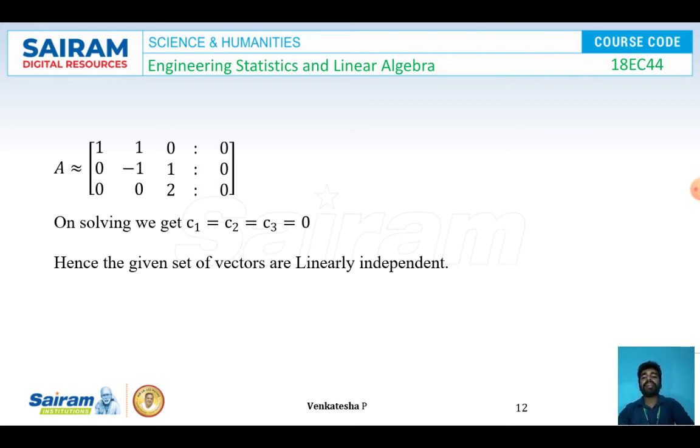So with this matrix we can say that 2C3 is equal to 0. It implies C3 is equal to 0. Similarly, minus C2 plus C3 is equal to 0, so we get C2 is equal to 0, and C1 plus C2 is equal to 0, so we get C1 is equal to 0. So hence we got all the scalars C1, C2, C3 as 0. Hence we can say that the given vectors are linearly independent.